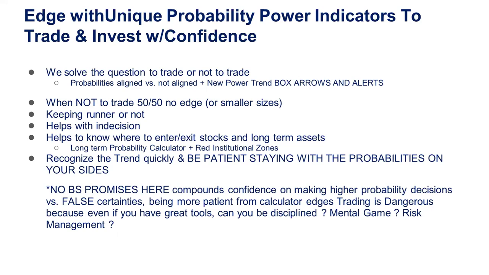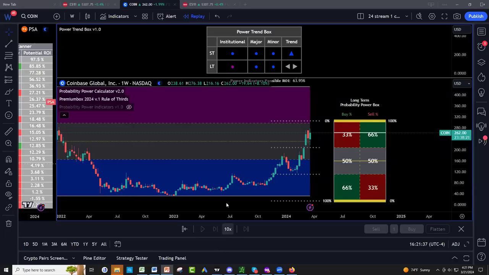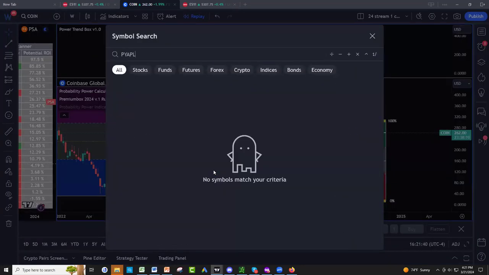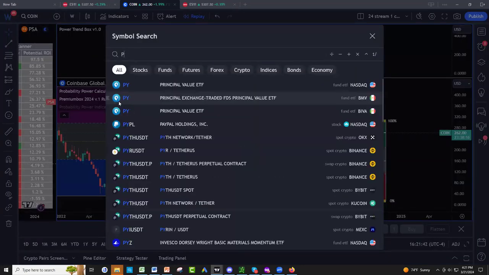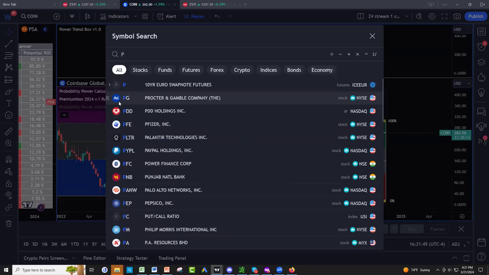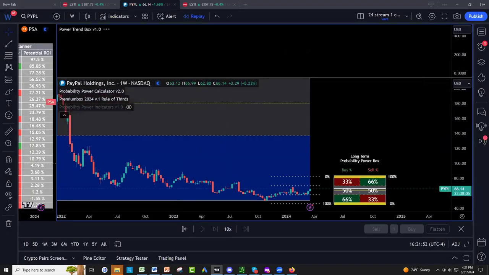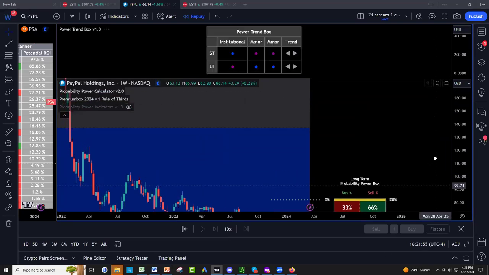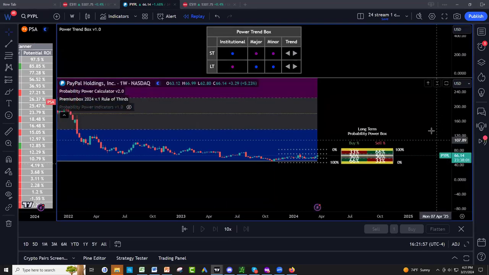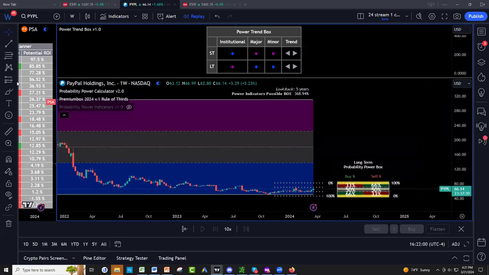So I'll show you an example. Here's an example. I enter PayPal, PYPL, between 57 and 60.9, I think. We'll have to see. But PayPal hasn't done nothing during that entire bull run. As a matter of fact, if you look at the power trend box, we went from down, down, to sideways, sideways.